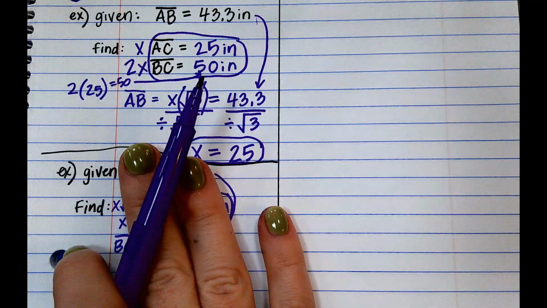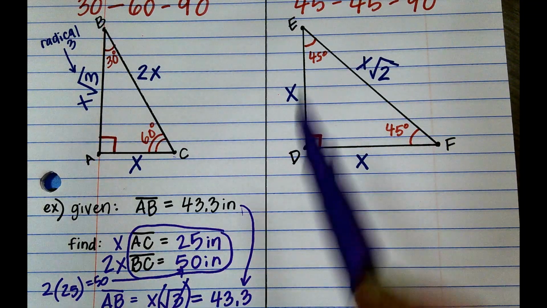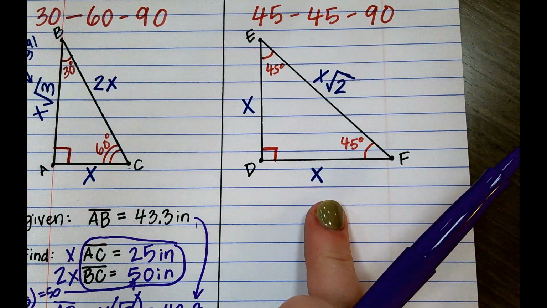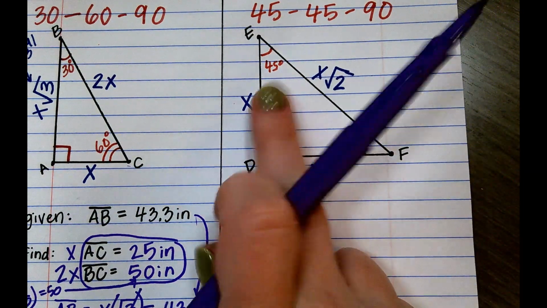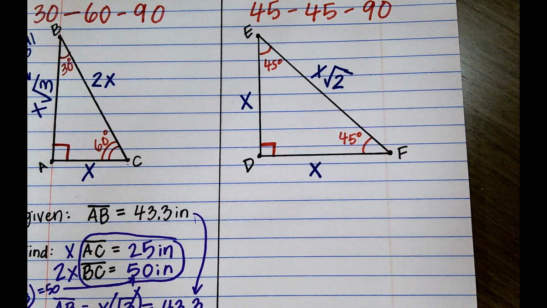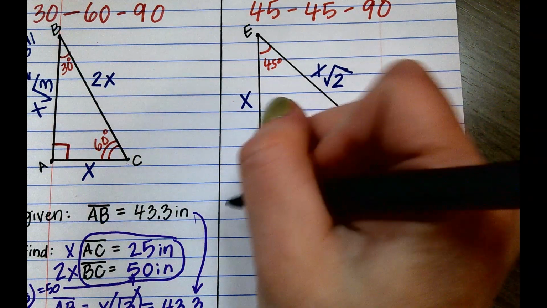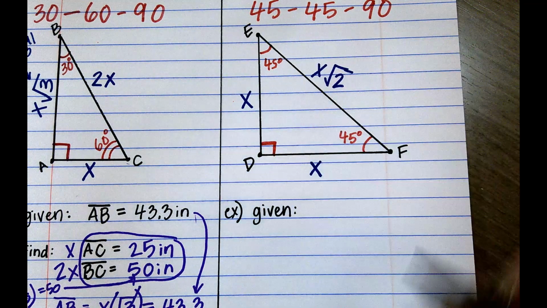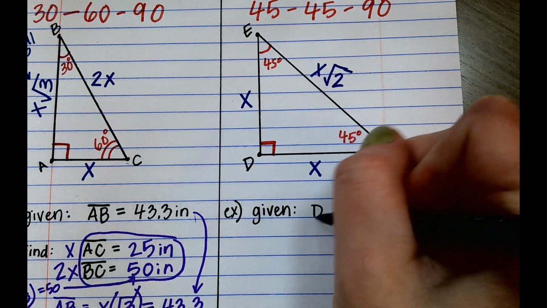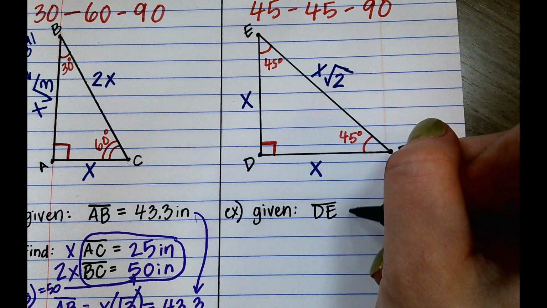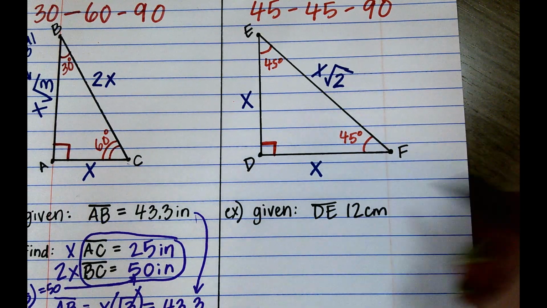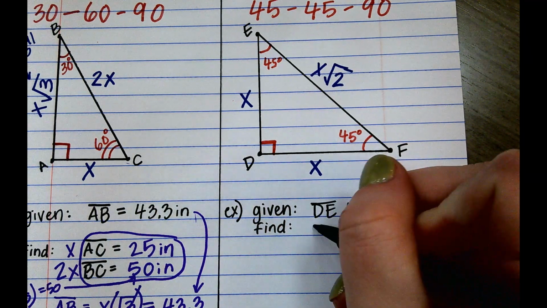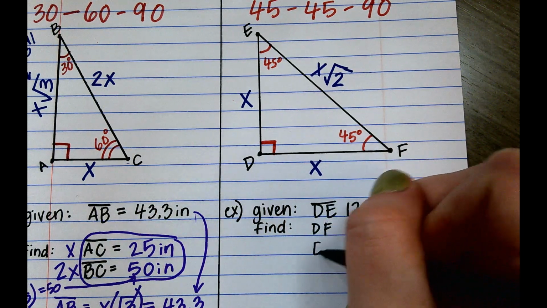So that's the harder version, the 30, 60, 90, because all three sides are different. 45, 45, 90 is a little easier because two sides are the same. You have less work to do. So let me give you some examples for this one. This time I'll tell you that what is given is that DE is 12 centimeters, and you need to find DF and EF.